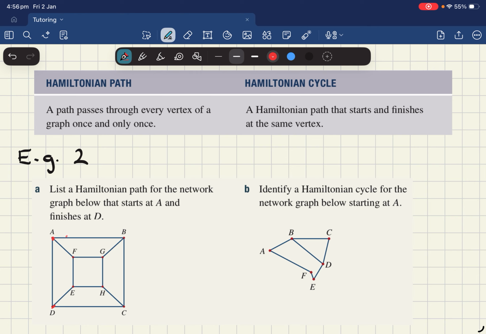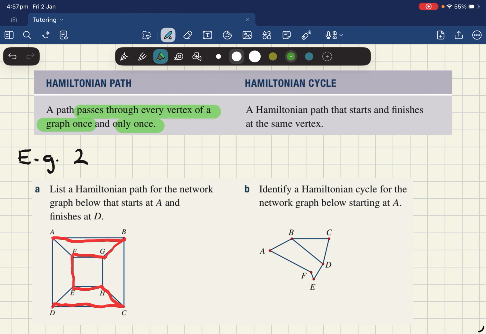But I'm going to draw one in. You can pause the video and have a go on your own, but I'm going to go from A to B to G to F to E to H to C, then to D. So I have a path passing through every vertex of a graph once and only once. This part's important. So it passes through every vertex of a graph once and only once.